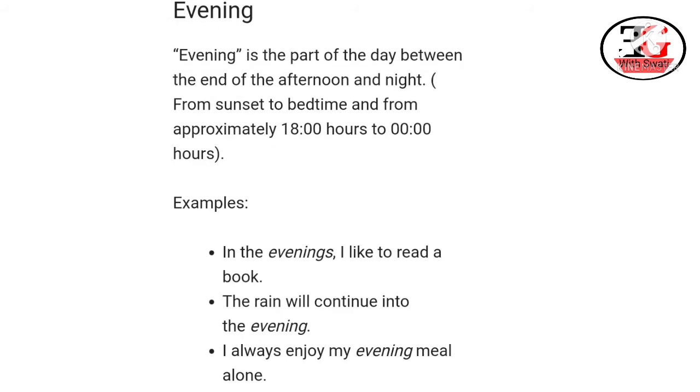Next content in times of the day is evening. Evening is the part of the day between the end of the afternoon and night. That means from sunset to bedtime, and from approximately 18 hours to 0 hours. For example, in the evenings I like to read a book. Next example, the rain will continue into the evening. Next example, I always enjoy my evening meal alone.